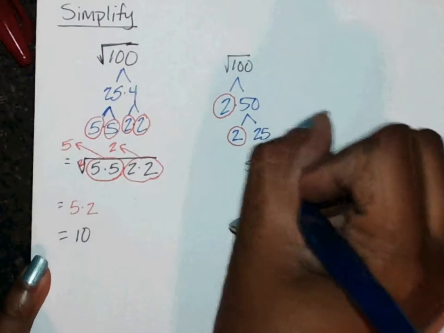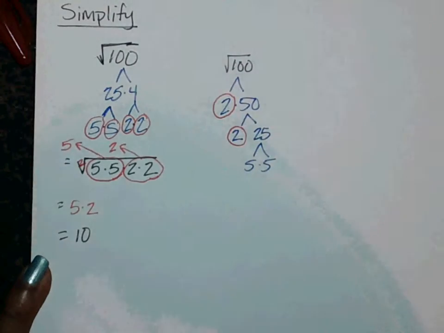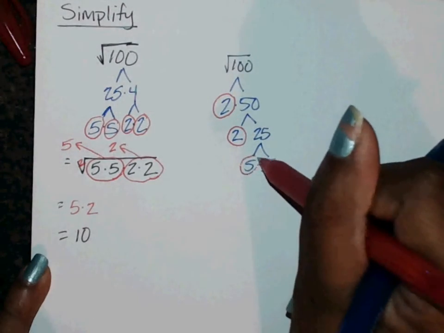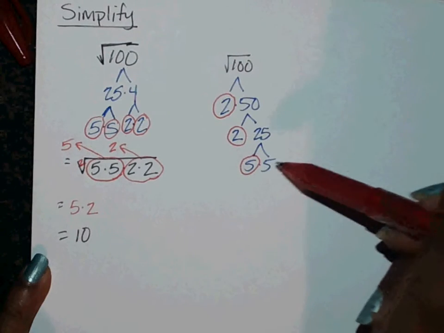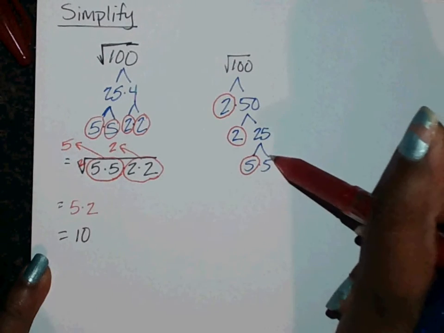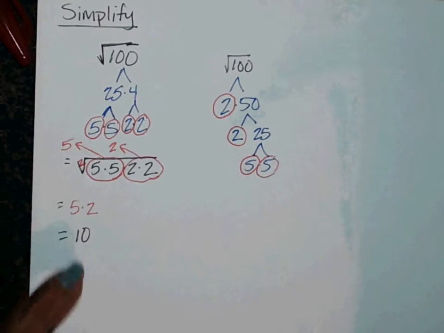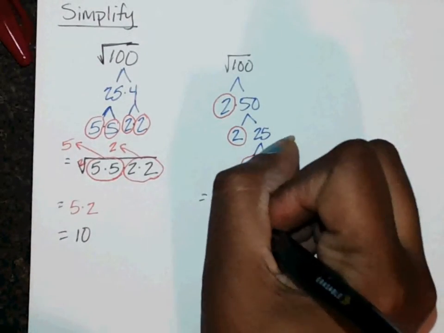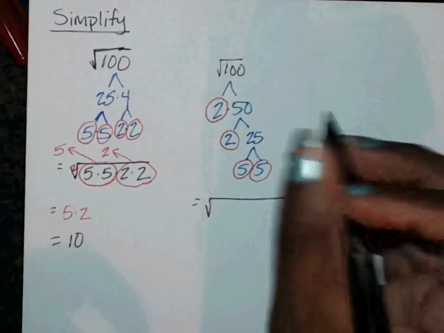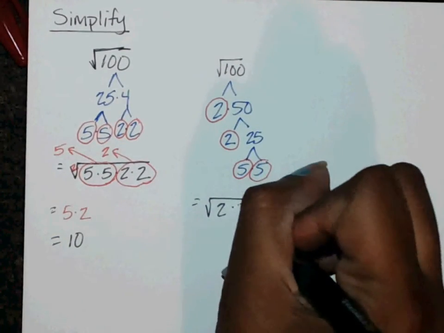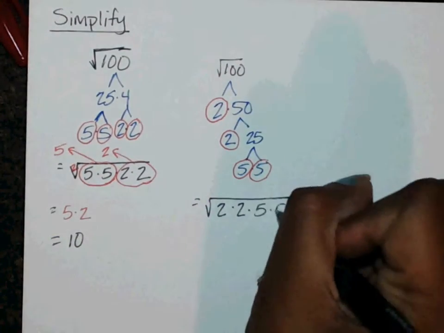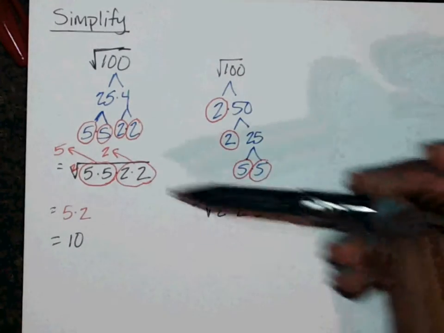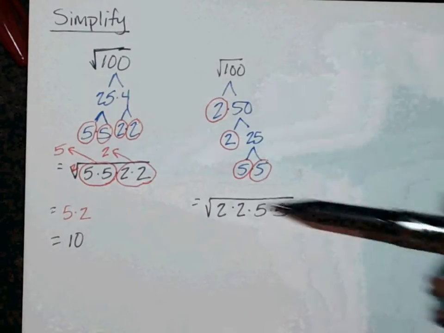Yes. 5 times 5. Can I break this down? Nope. It's a prime number. Only 5 times 1. Can I break this down? Nope. So if I was to rewrite this square root of 100, you'll notice I get the same prime factors. I get 2, 2, 5, 5.